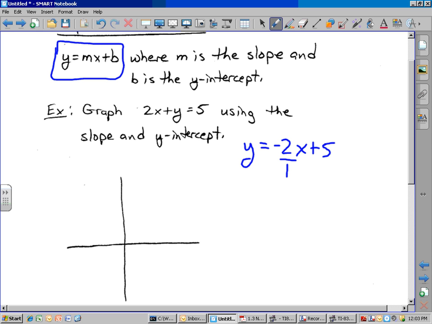What's that 5 tell us? Y-intercept and also our starting point. That's where we want to start. So let's plot that first. Y-intercept is 5. Let's label it as a point. 0, 5. Now we're going to use a slope of negative 2 over 1, so we're going to go down 2, right 1.